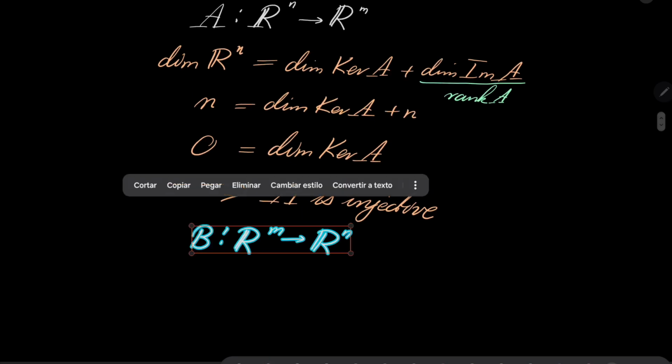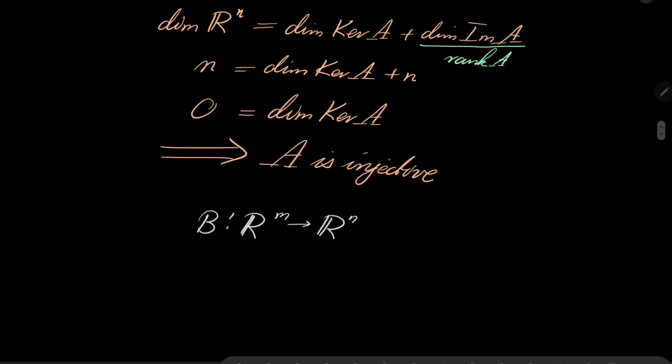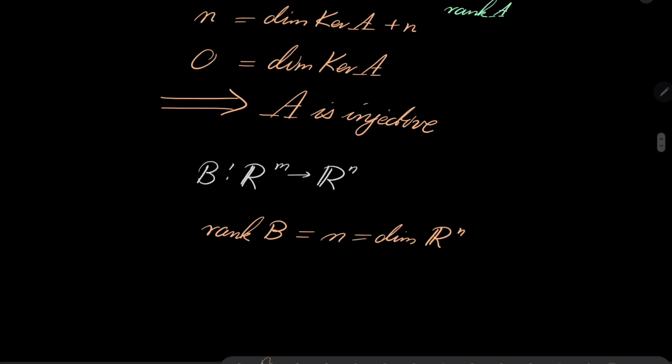Alright, what about B? Well, notice that this time the rank of B is n, and it's of course the same as the dimension of R to the power of n. So the whole codomain is filled by our matrix, which means that our mapping is surjective. B is surjective.